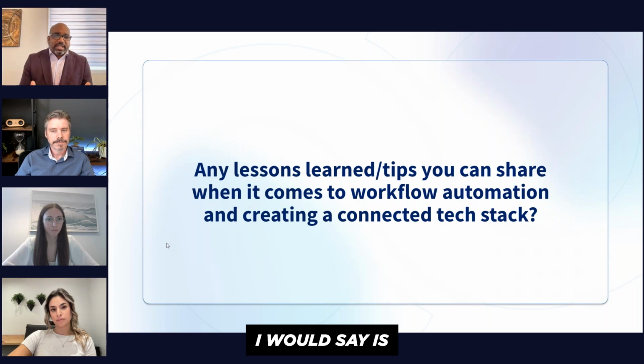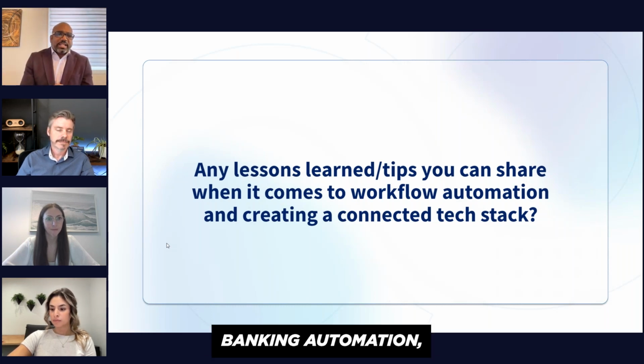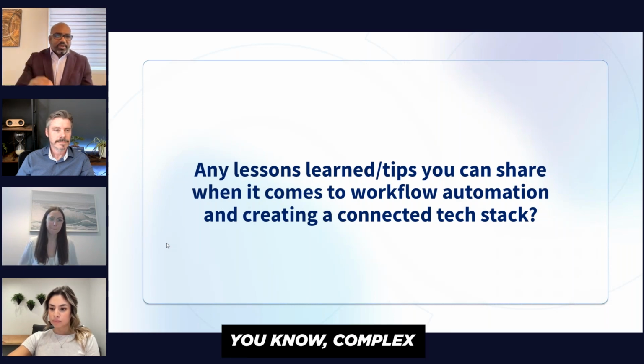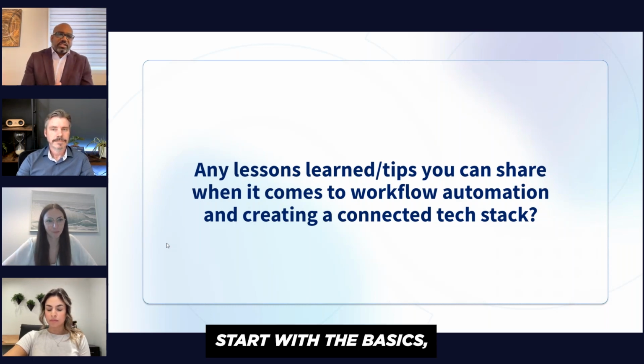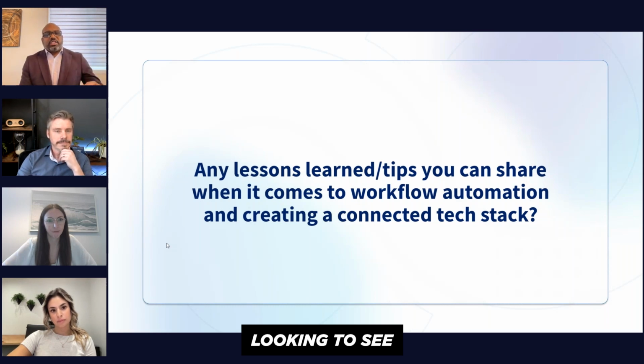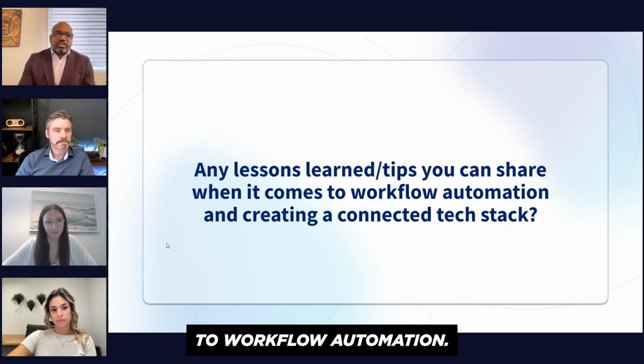Another tip I would say is keep it simple to start, right? There's no need to really complicate things in the beginning. When we talked about QuickBooks Online and our banking automations, start by just connecting the bank and letting those transactions come in. You don't need to start by having complex rule structures that are going to split your transactions into different accounts. Start with the basics, get accustomed to that workflow, and then keep on looking to see how you can keep improving that process. That's one of the tips I would have to share when it comes to workflow automation.